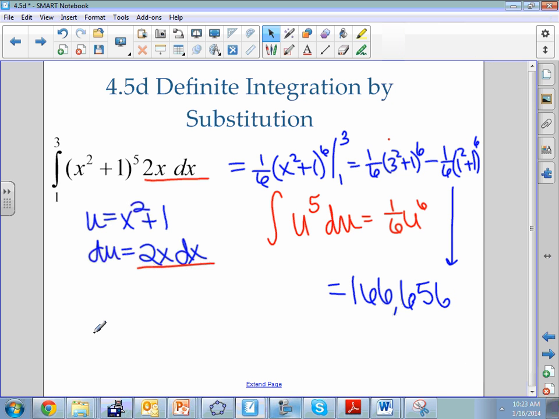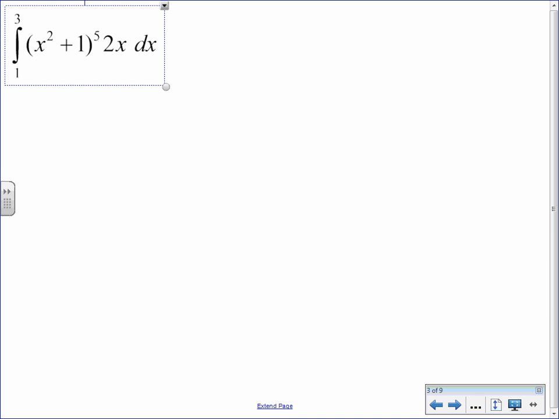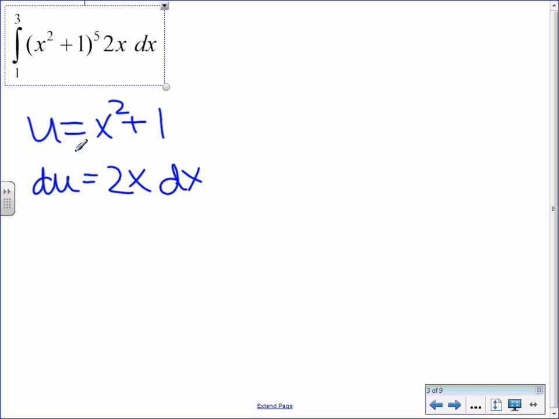Now, we're going to do the same problem again. Same problem. We let u be x squared plus 1, which means du was 2x dx. And so we changed this to the integral of u to the 5th du. Now, last time we integrated, changed it back to x, and then evaluated. Correct?